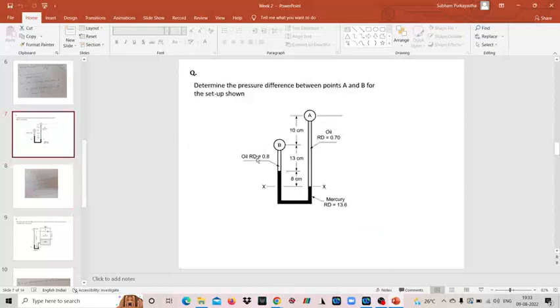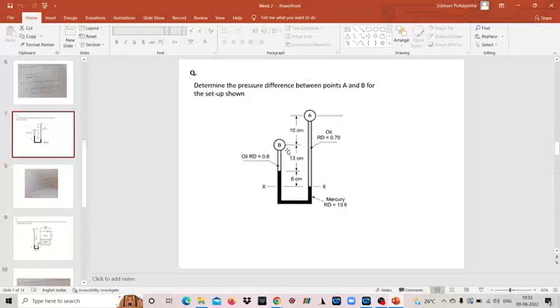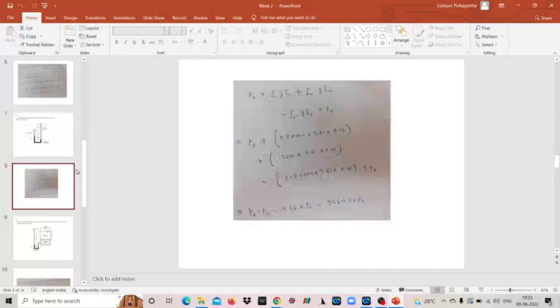So on the left hand side, it will be pressure B plus the pressure because of this oil, which is having a relative density of 0.8, plus this much depth, that is 8 centimeter depth of mercury. Okay, and on the right limb, it is the pressure on A, that is PA, plus the pressure due to the oil having a relative density of 0.7.